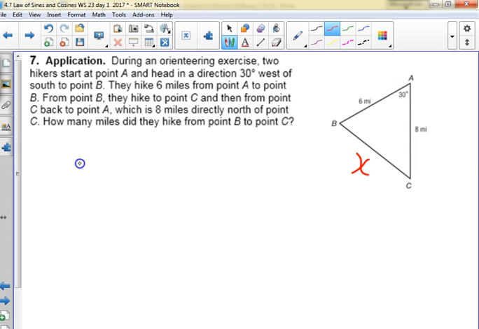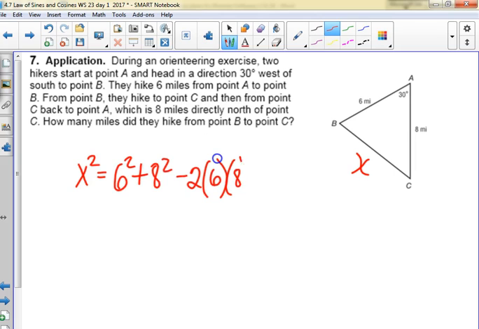So what am I going to write? X squared equals 6 squared plus 8 squared minus 2 times 6 times 8 times the cosine of 30. Type it all in, and remember to do what at the end? Square root.